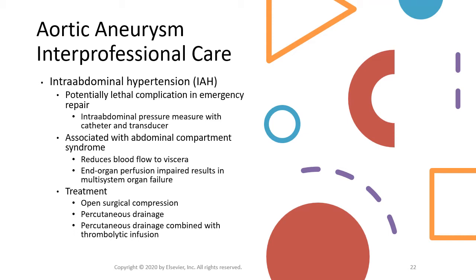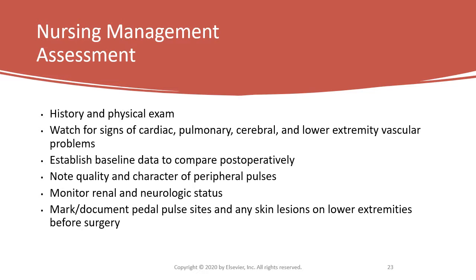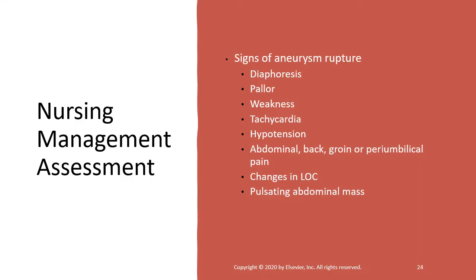When we begin to think about nursing care, we want to start with assessment. We want to begin by performing a thorough history and physical assessment because atherosclerosis is a systemic disease, so look for cerebral and lower extremity vascular problems. Monitor the patient for signs of aneurysm rupture. This includes diaphoresis, pallor, weakness, tachycardia, hypotension, abdominal, back, groin, or periumbilical pain, changes in level of consciousness, or a pulsating abdominal mass.